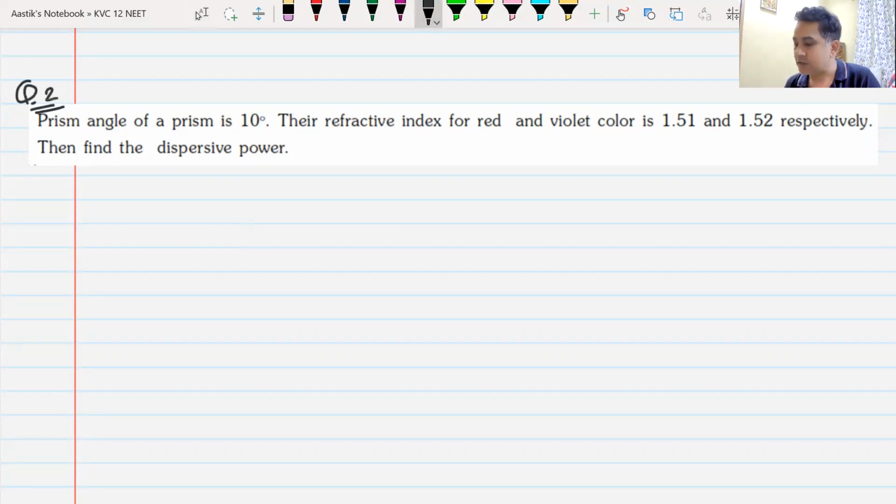This one. Prism angle for a prism is 10 degrees. The refractive indices for red and violet are 1.51 and 1.52. Find the dispersive power. Do it, Tundarga. Do it fast.